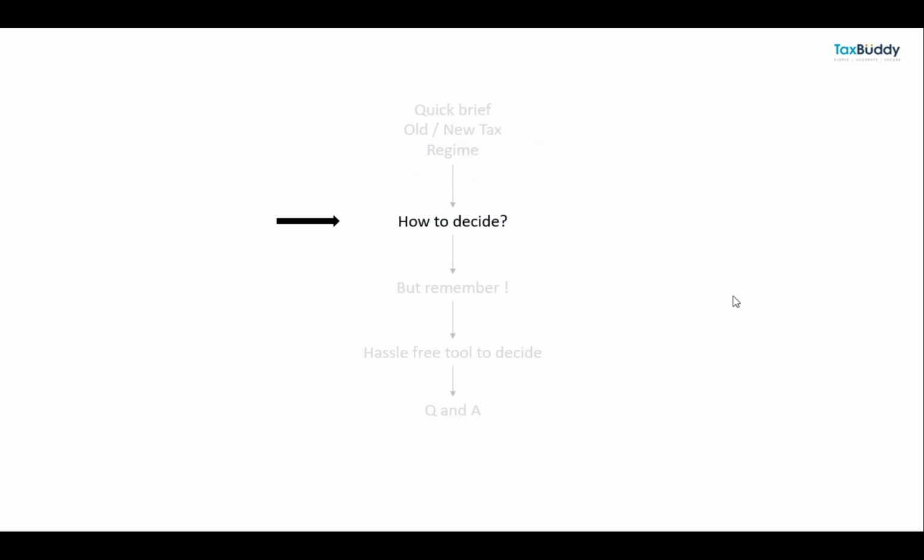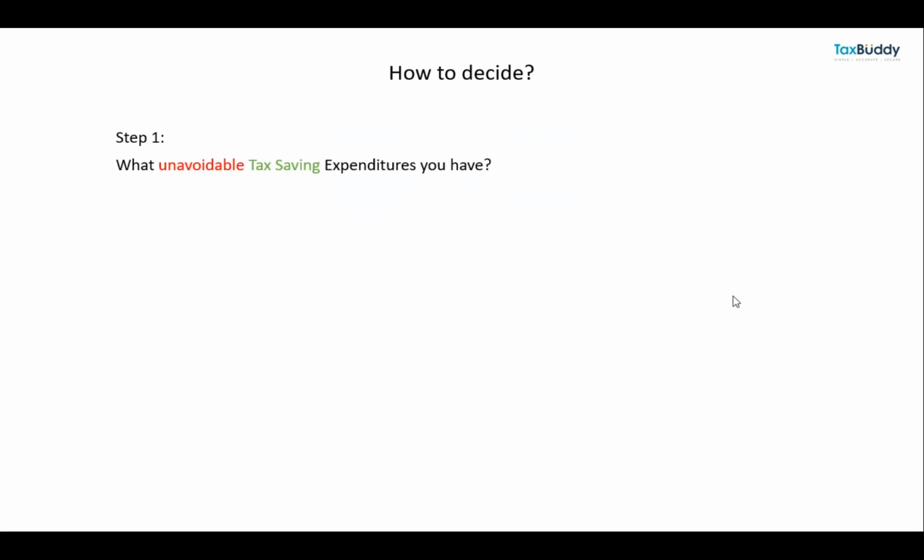Now, coming to the next step, how to decide. Here we have elaborated the steps. Step 1, what are the unavoidable tax saving expenditures you have? These are those expenditures which you have incurred not with an intention to save your taxes. These are home loan interest, principal, rent, children tuition fees, etc.